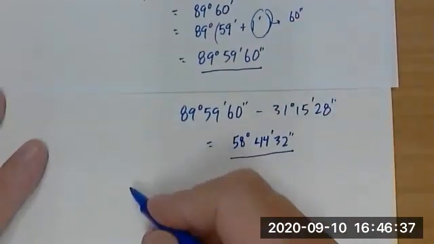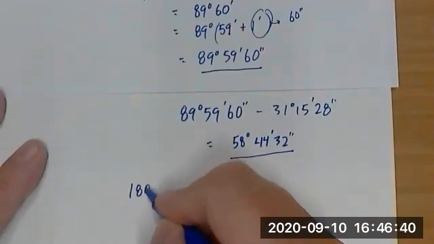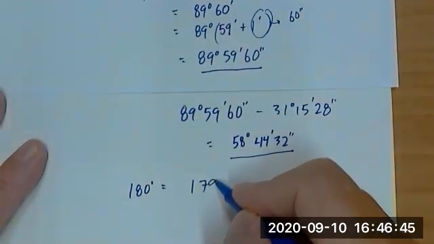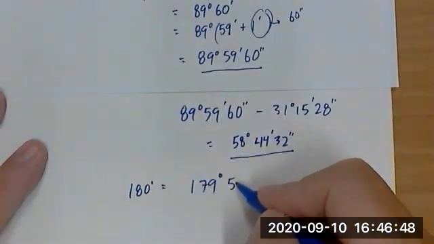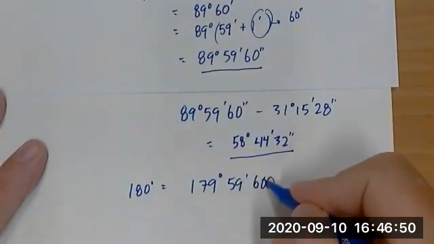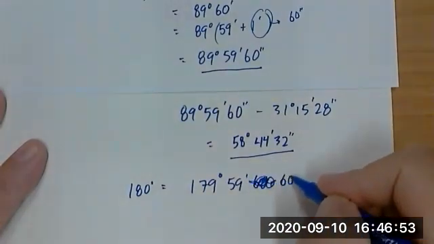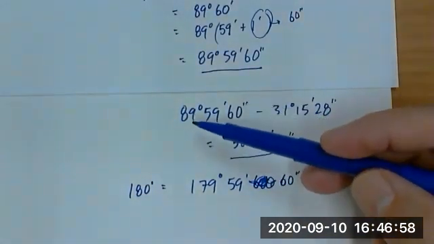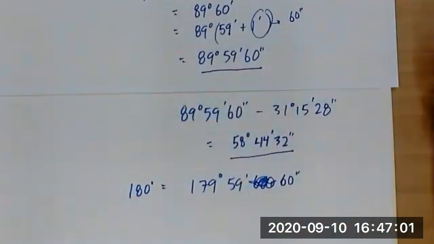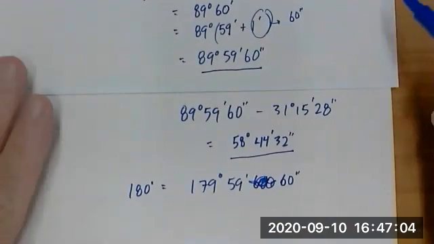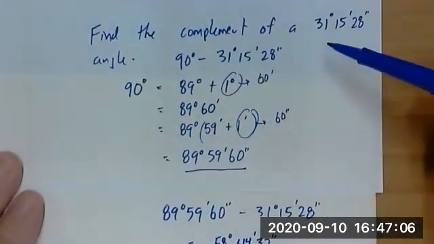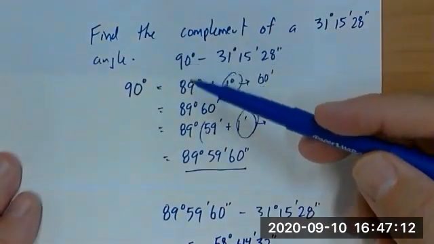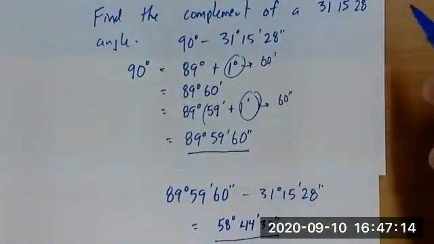Now, if you were asked for a supplementary angle, 180 degrees would be 179 degrees, 59 minutes, and 60 seconds. The same as up here, except instead of 89 degrees, you have 179 degrees. So that can be a little tricky when students first see this kind of problem. But then you have to realize, instead of using 90 degrees, we can rewrite it like this.